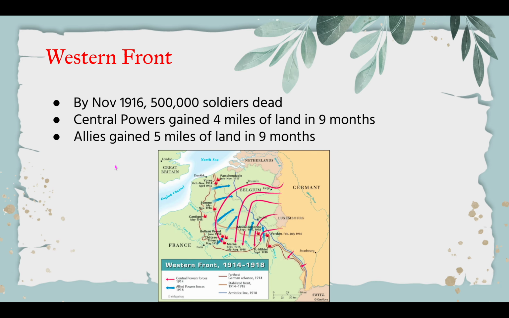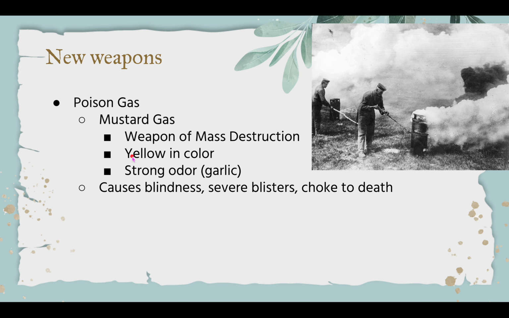The Central Powers gained 4 miles of land in 9 months. The Allies gained 5 miles of land in 9 months. Think of that for a second. 500,000 soldiers are dead from both sides, and there's only a gain of 4 miles in one direction and 5 miles in the other. Wow, that is a heavy toll.